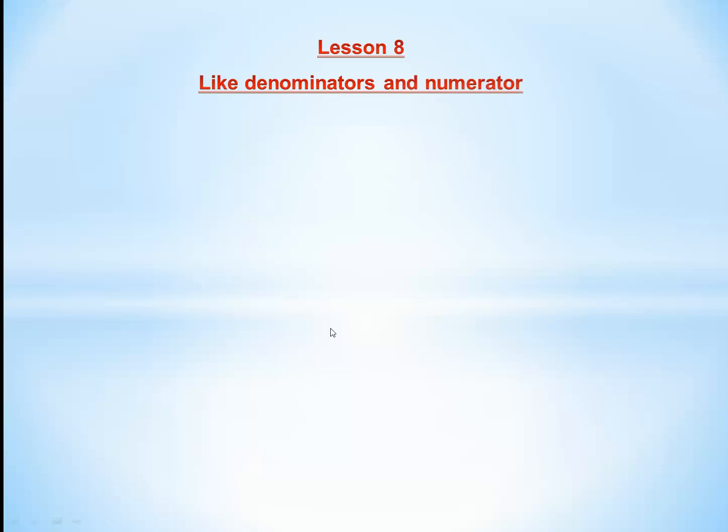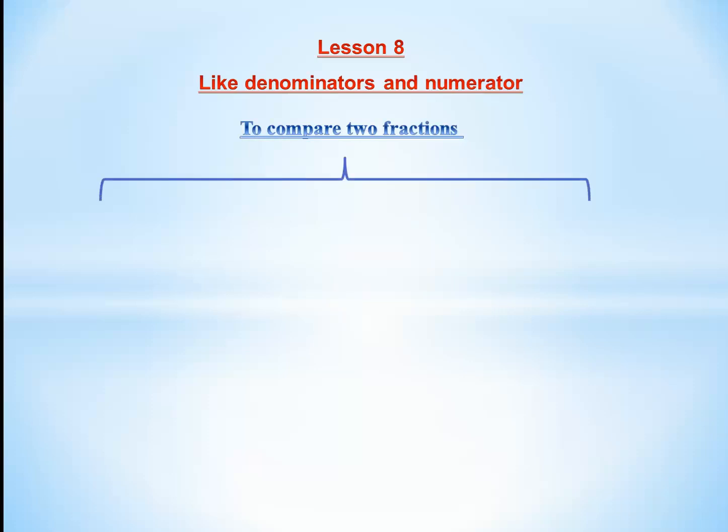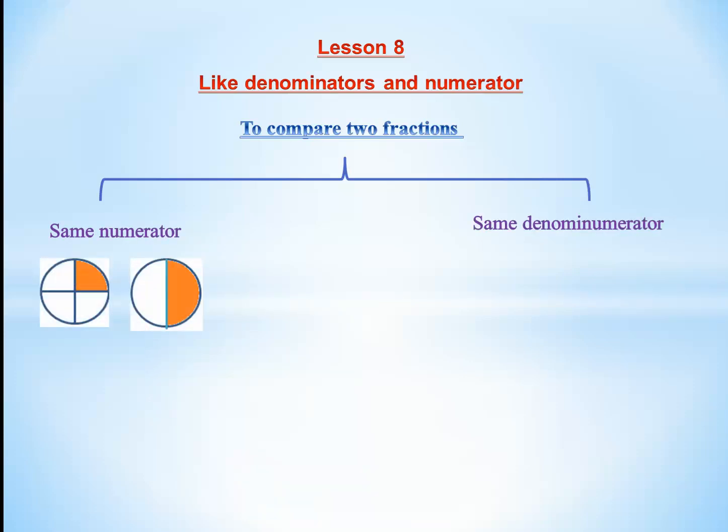Starting from Lesson 8, like denominator and numerator. To compare any two fractions, we have two methods: if we have the same numerator, and if we have the same denominator. Like if we have two fractions like this, here we have a fourth and here we have a half.